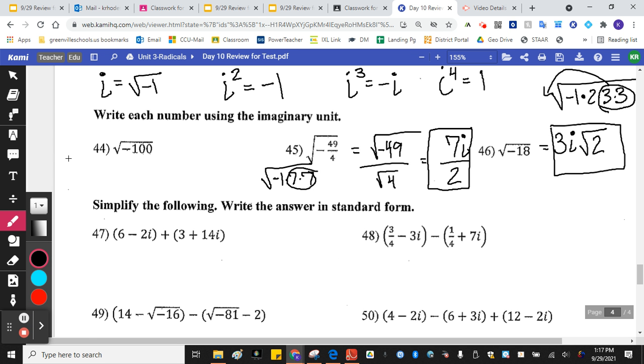Back to odds. 47. Are we adding, subtracting, or multiplying these parentheses? Adding. Make sure you look at that. People miss this question because they like FOIL because they're not looking at the middle sign. So we're adding. Real go together, imaginary go together. So 6 plus 3, -2i plus 14i.